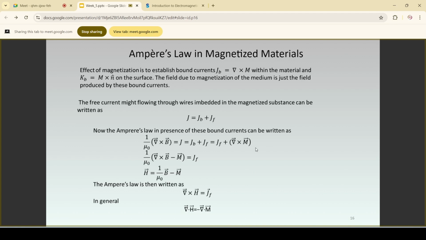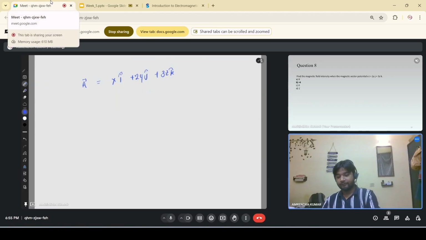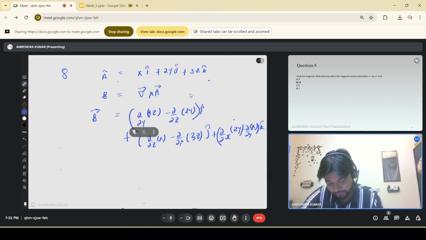Okay, now we'll go to our next question. Question 8 is: find the magnetic field intensity when the magnetic vector potential A is given by x i cap plus y j cap plus 3z k cap. So it's a magnetic field intensity. What we are going to do in question number 8 is just take the cross product, because we know that B is equal to del cross A. So this is how you can take the cross product.